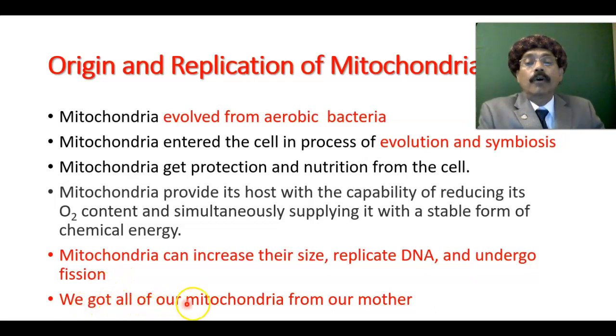We got all of our mitochondria from our mother. How? Father contributed the spermatozoa. The sperm head will penetrate the ovum for fertilization. Middle piece tail will not. So there is no contribution of mitochondria in our body from our father. We got all the mitochondria from our mother. This has a lot of forensic and anthropologic evolutionary importance because we get all the mitochondria from our mother.